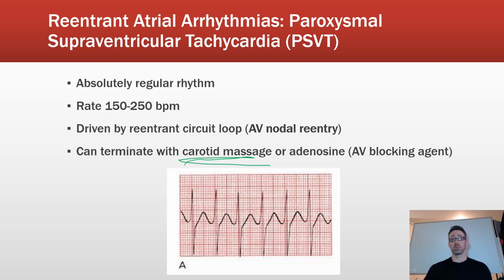So this is actually helpful, because PSVT can be mistaken for other rhythms, which I'll explain. But you could actually clinically, especially in a young patient, do a carotid massage, and you could see that you'll break the rhythm and get them out of it, or at least slow the heart rate down temporarily. And if you need to, you can use adenosine, which can also do the trick. And so clinically, we could also determine if that was PSVT based on the carotid massage maneuver.